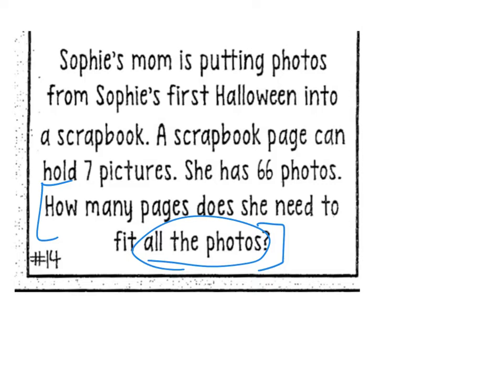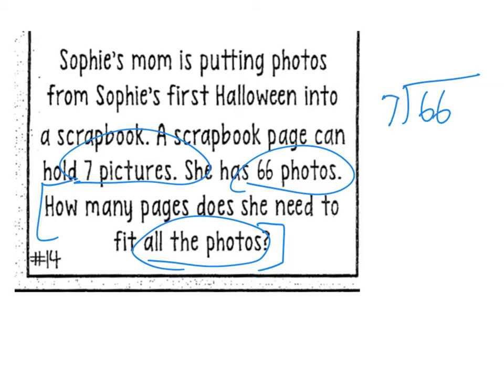It says that she has 66 photos, so there's my total. And then a page can hold 7 pictures. And so I think this is going to be a pretty basic division problem, but the end of this could be a little bit tricky if you don't know how to interpret the remainder. Okay, so this right here is just going to be a math fact. If you know your sevens, this would be a pretty quick division problem because it's a 2 by 1, so it's just a math fact.